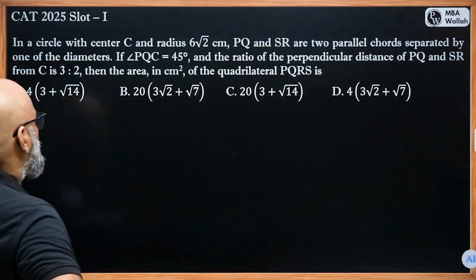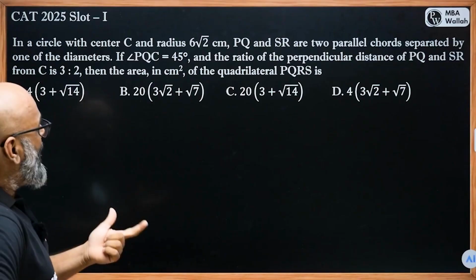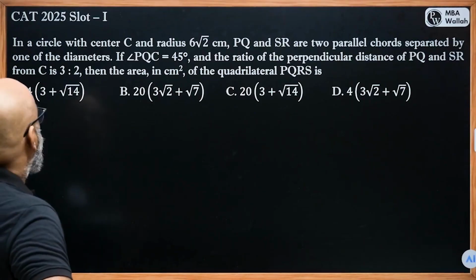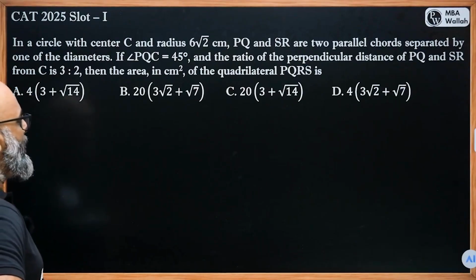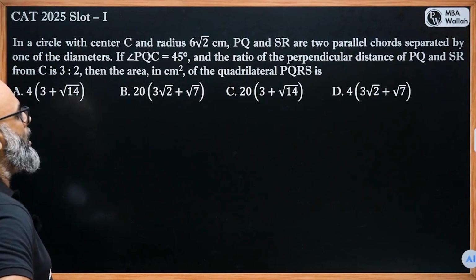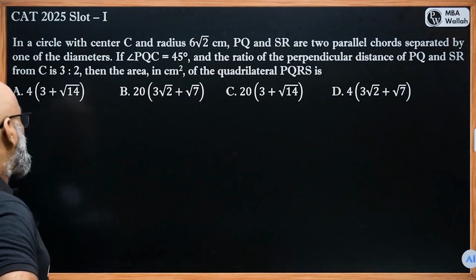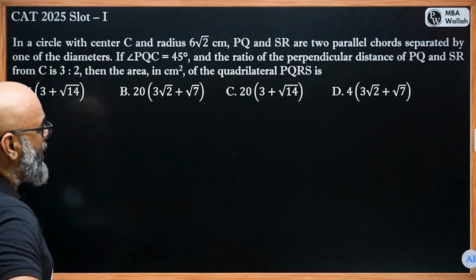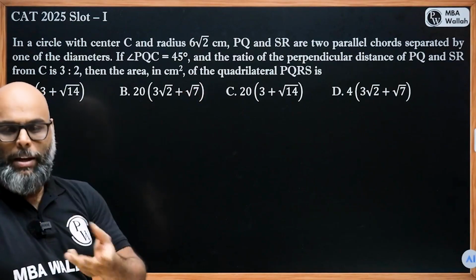In a circle with center C and radius 6 root 2, PQ and SR are two parallel chords separated by one of the diameters. If PQC is 45 degrees and the ratio of the perpendicular distance between PQ and SR from C is 3:2, then find the area in centimeter square of the quadrilateral PQRS. So PQRS, parallel sides, it's a trapezium.